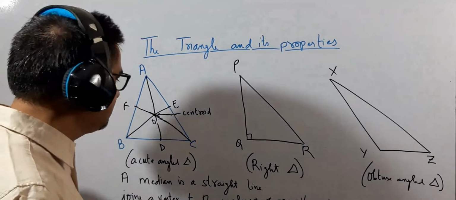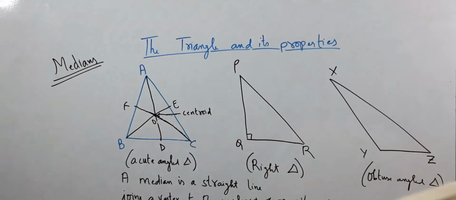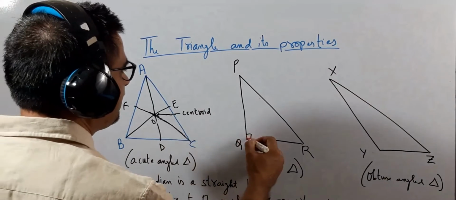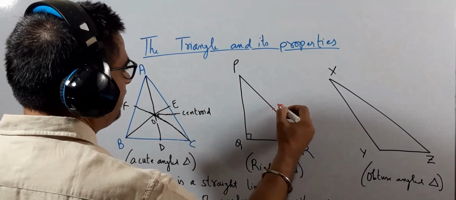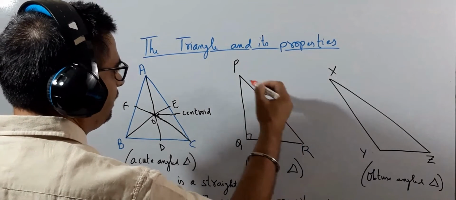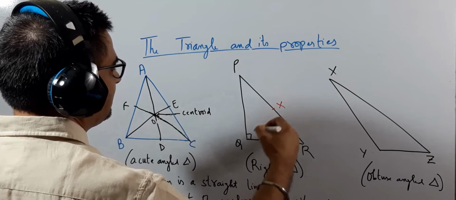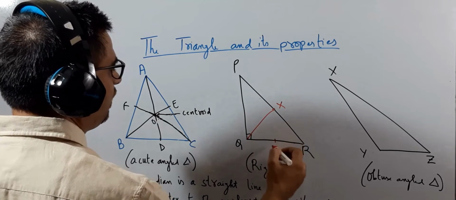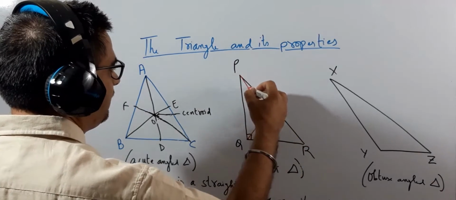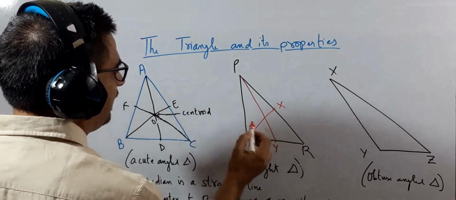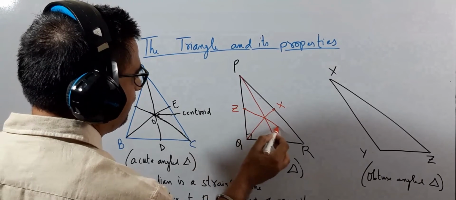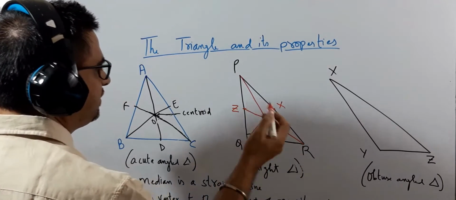Just as in this triangle, we are very quickly going to draw the medians for the remaining 2 triangles. So in the right angle triangle, again, as you can see, if we call the midpoint X, then QX is a median. If this is the midpoint of the side QR, let's call this point Y, PY is another median. And if this is the midpoint of the third side, then as you can see, this is another median. So these are the 3 medians.